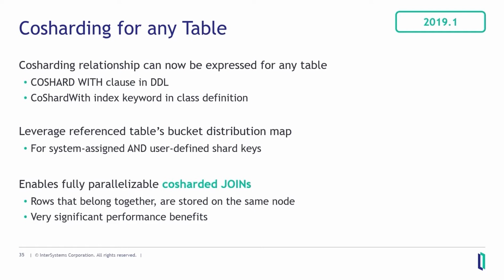Previously you had to explicitly define your shard key on all tables that needed to be co-sharded. Now in 2019.1, you'll be able to co-shard with another table and just point to another table and piggyback on that table's bucket distribution schema. Bucket distribution is how your buckets of data are distributed across the shards. So we'll see that in the demo as well. That part of the demo, I'm quite sure, will still work.